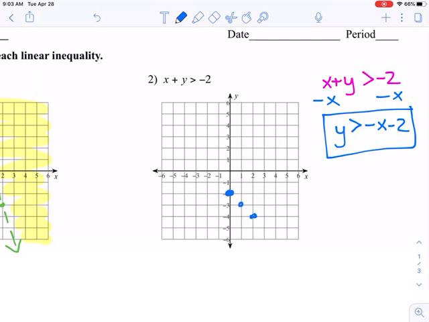Again, it's going to be a dotted line, because it's just a greater than. And since it's greater than, I'm going to shade above the line.